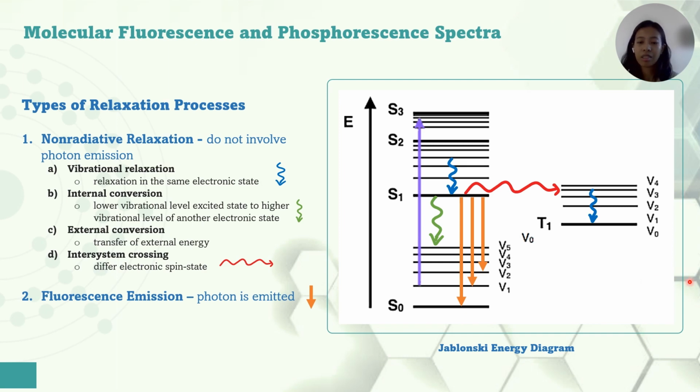That is why it is called fluorescence. Lastly, the pink arrow represents phosphorescence, in which a relaxation from the triplet excited state to the singlet ground state, accompanied by emission of photons, takes place.